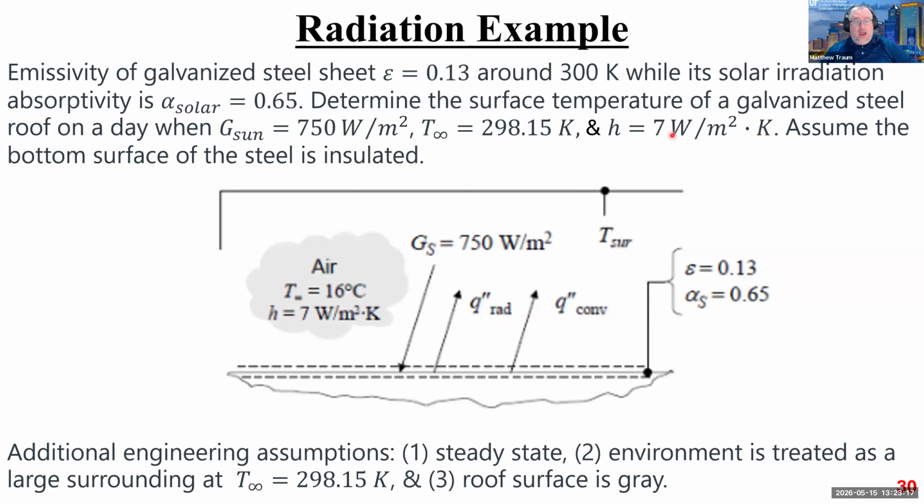All right. We're also told to assume that the bottom surface of the steel is insulated, so we're not losing any heat out the bottom. So you can imagine this is a roof that's really well insulated to keep the cold inside. So that's where this assumption is coming from. Okay, so we're going to make a couple of additional engineering assumptions. Steady state is a good one. The environment is treated as large surroundings at a temperature of 298.15 Kelvin.